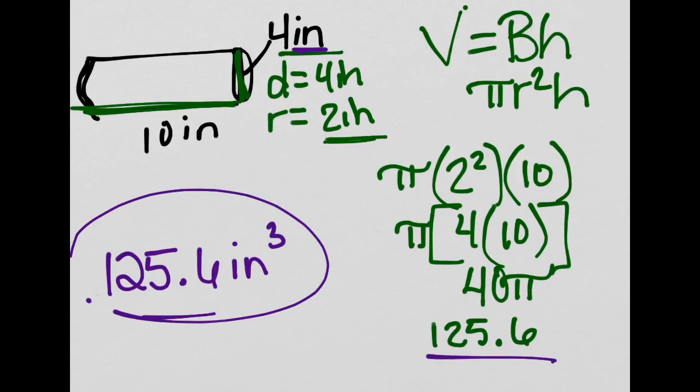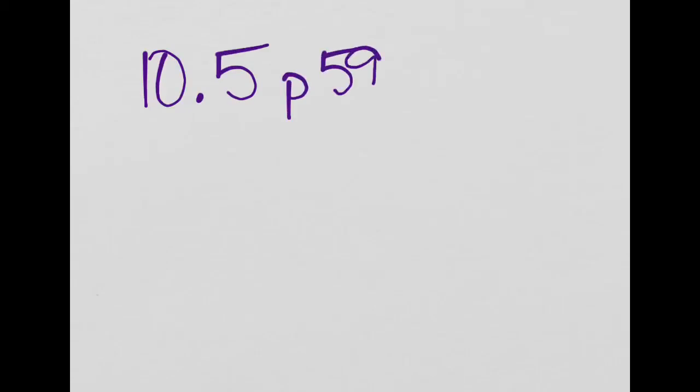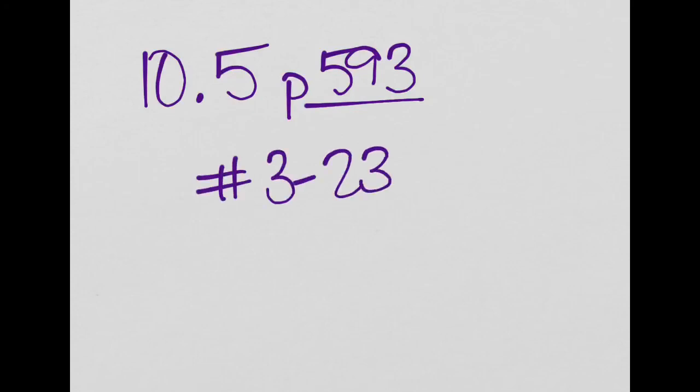So you've now seen all of the volume of cylinders and volume of prisms. Your assignment is going to be 10.5, which is on page 593. We're actually just going to do problems on page 593, and you're going to do numbers 3 through 23 all. All right, good luck.